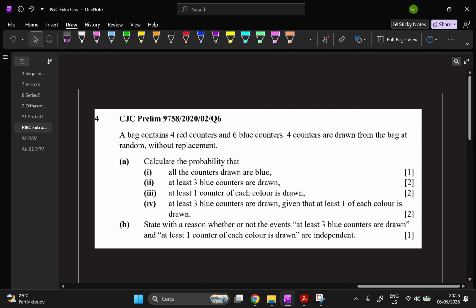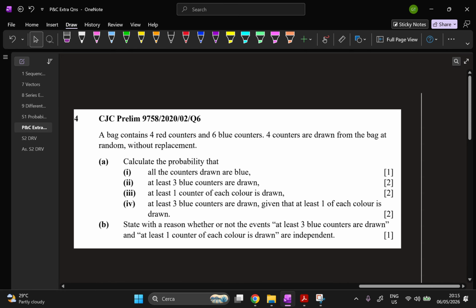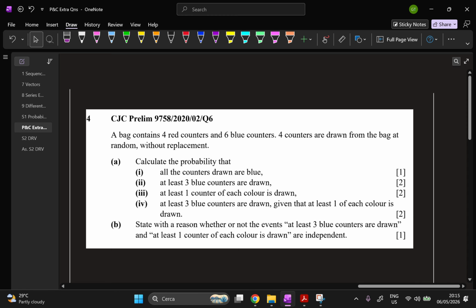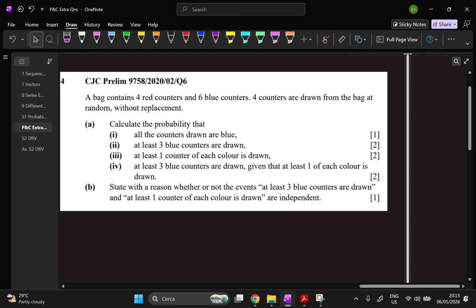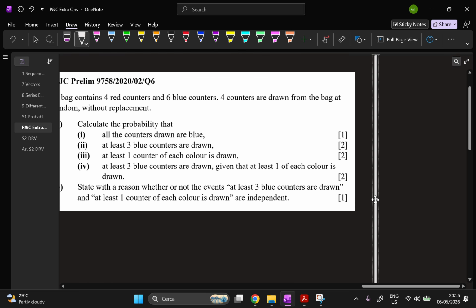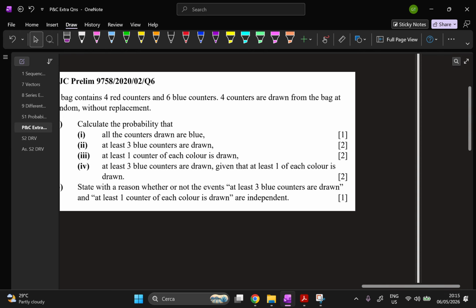Okay, last question. This is still from the GST worksheet, question 4 of the GST worksheet. And this question is here because I want to show you how to actually use P&C to solve probability problems.